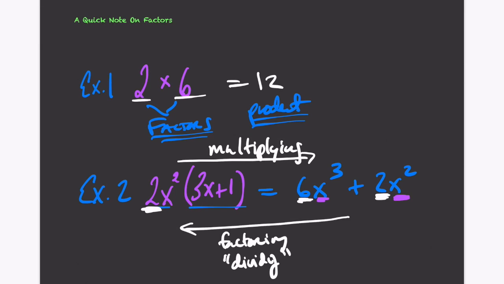What's the biggest thing we could divide each of those terms by, right? We could divide the 6 and the 2 by 2 because they each can be divided by 2. And then x to the third and x squared, we could divide each of them by x squared. We could take an x squared from each of them, but we could not take an x to the third because this term doesn't have enough, okay? So moving in the one direction is multiplying, but moving in the other direction is factoring.